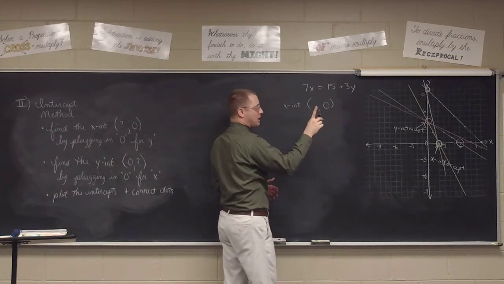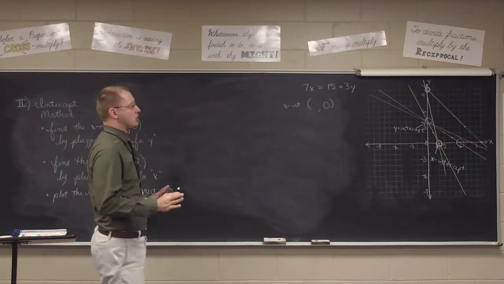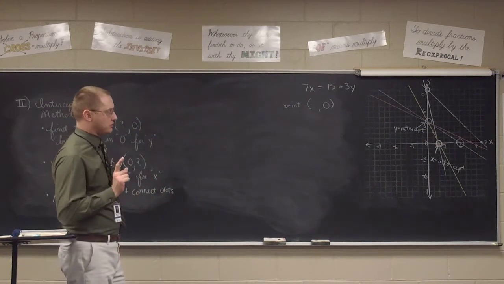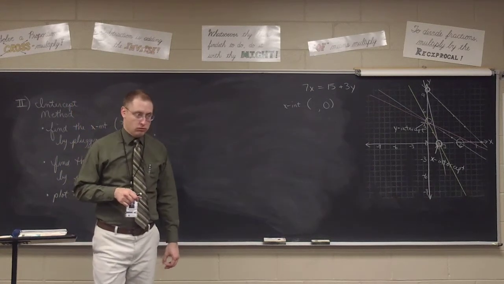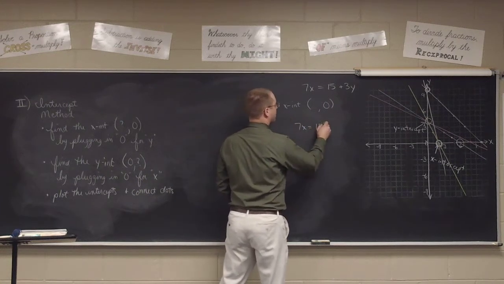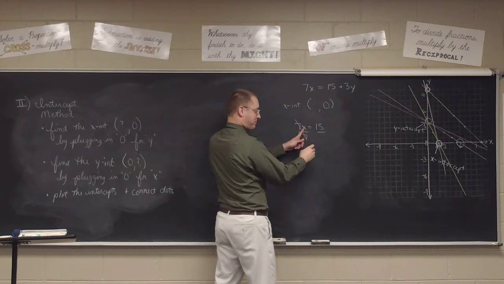Now this isn't going to be pretty. Plug a 0 in for the y. What does the equation look like now, class? 7x equals 15. So what's x? Ooh. Divide both sides by 7. You're getting the x by itself.